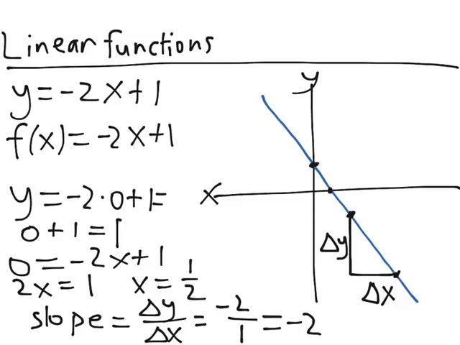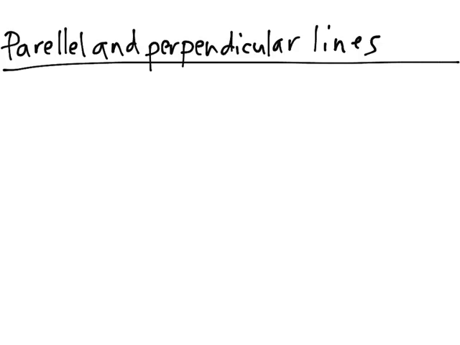Notice that this is always going to be equal to the coefficient of x in the equation of our function, but only if the function is written in this form, as y equals mx plus b for some values of m and b. One last thing I'll talk about is parallel and perpendicular lines.